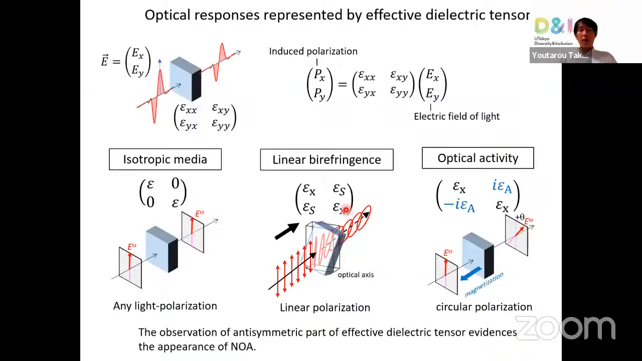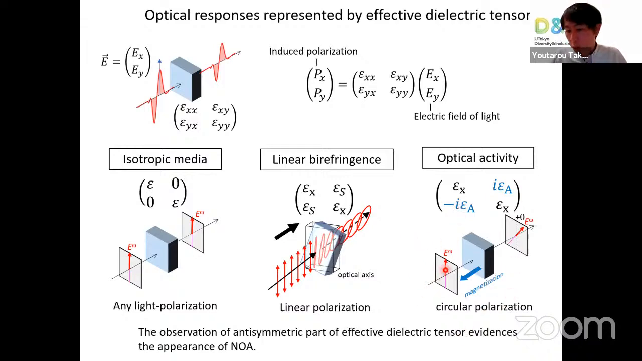And if the material gets anisotropy, we have a symmetric part in the off-diagonal component. This indicates linear birefringence, and this linear birefringence can change the light polarization. And the natural optical activity can be described by the anti-symmetric part in this off-diagonal part. The appearance of the anti-symmetric part evidences the appearance of the optical activities.